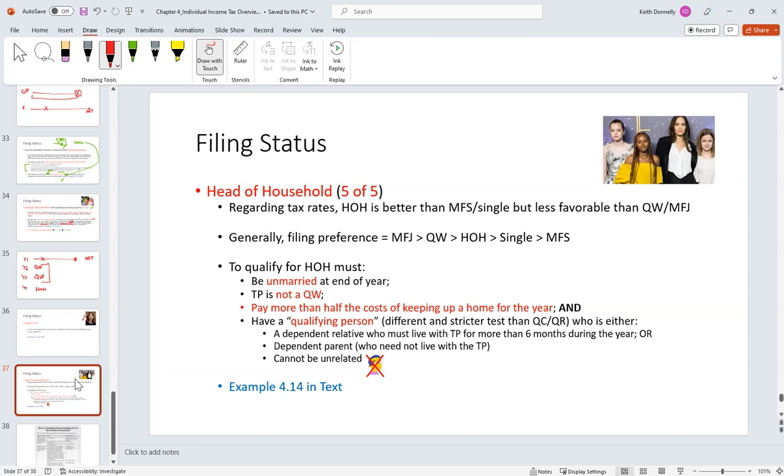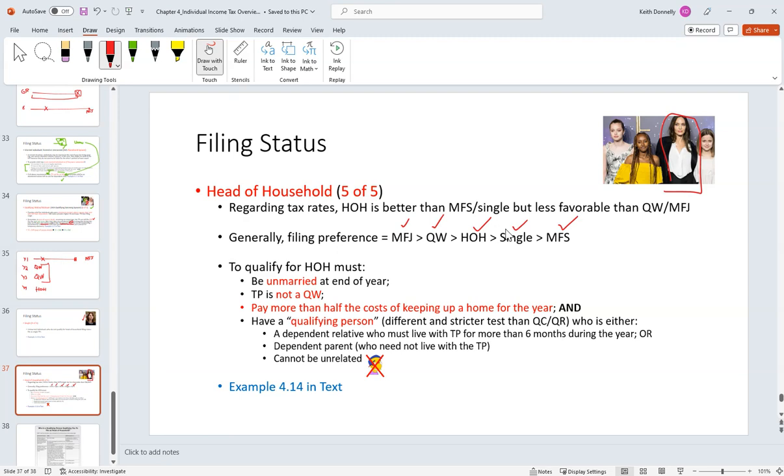Last filing status here is head of household. The way you can think of this, it's generally going to be the single parent, somebody who's divorced, or taking care of their kids as a single parent. It could also be somebody who's single, who's taking care of their direct parent. So it doesn't necessarily have to be kids. So what's the idea here? Well, as an overview, from best to worst, you've got MFJ, qualifying widower, head of household, single, and married filing separately. This is the preference for where you get the best to the worst tax rates and benefits and things like that.